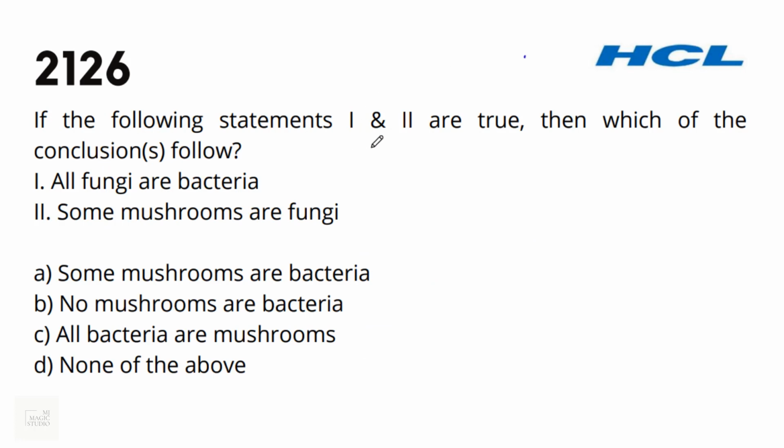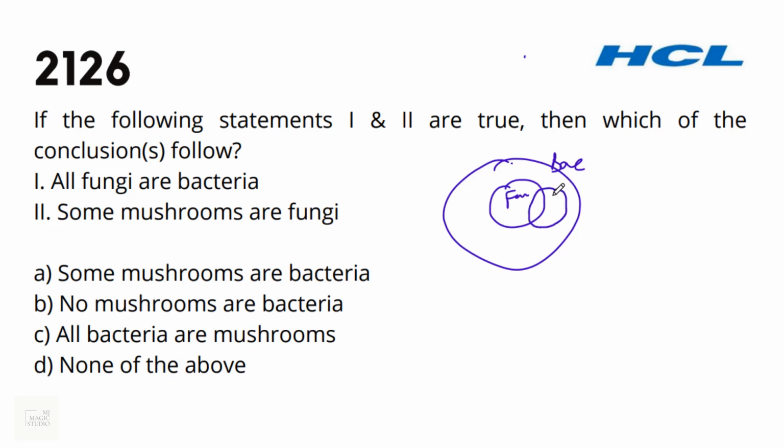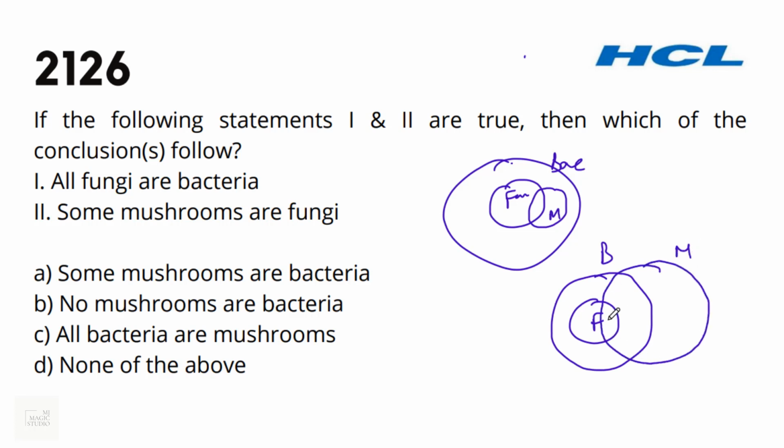Okay, if the following statements 1 and 2 are true, then which conclusion follows? All fungi are bacteria. We have bacteria, and this is fungi. And some mushrooms are fungi. So we can have it like this, some mushrooms are fungi, or we can have fungi inside bacteria, and some mushrooms are fungi. So we can have these 2 different sets of Venn diagrams.